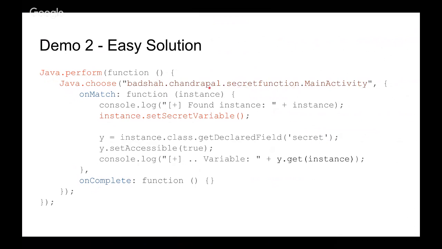If this class is present in memory, onMatch executes. If yes, then console.log "found instance", the variable which is being passed, you just print that out. Then you say instance.setSecret, which is where we are explicitly calling the function. Then we use Java reflection. Don't get confused, this is just Java reflection to get the value of secret. This is a private variable, so we use Java reflection to get that, and we just print what the value inside secret is.